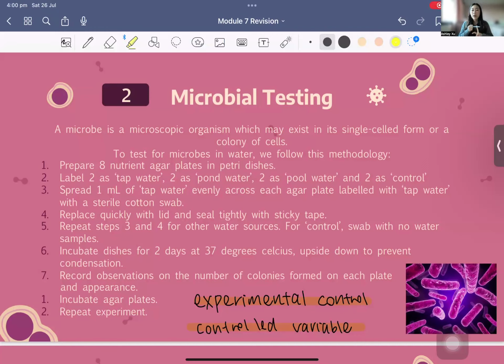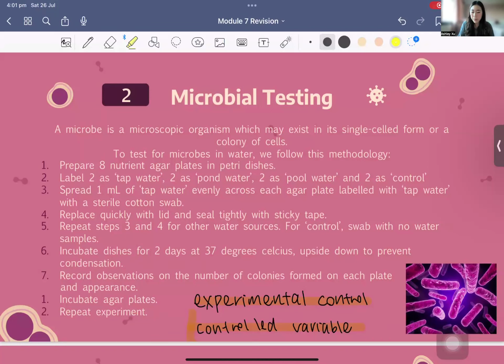The dependent variable is the thing that we are measuring, okay? The thing that changes depending on the independent variable. So for example, the dependent variable in here is the level of microbes or bacteria within each of these different types of waters. Every other variable needs to be controlled, otherwise it is not a valid experiment.